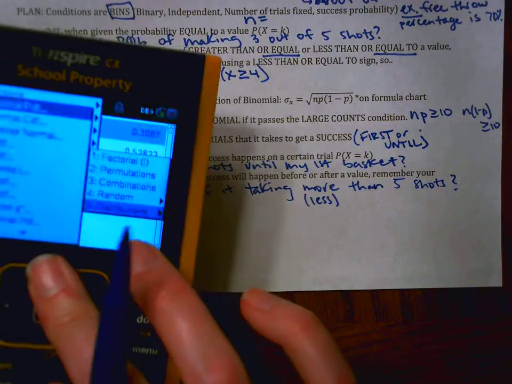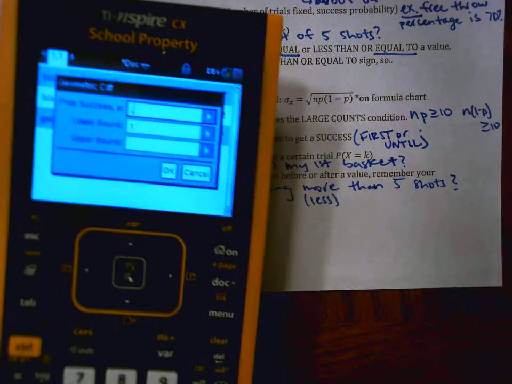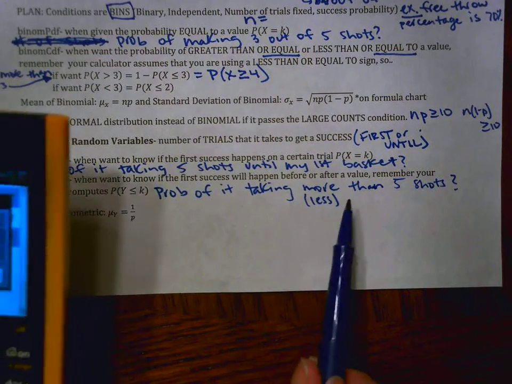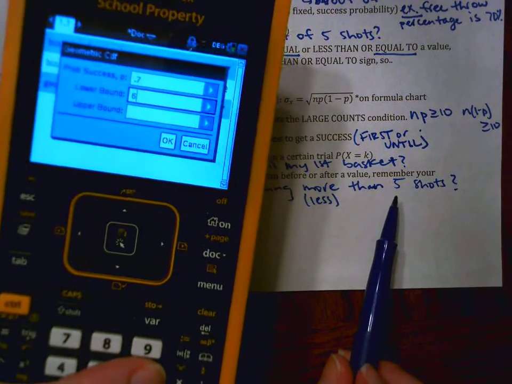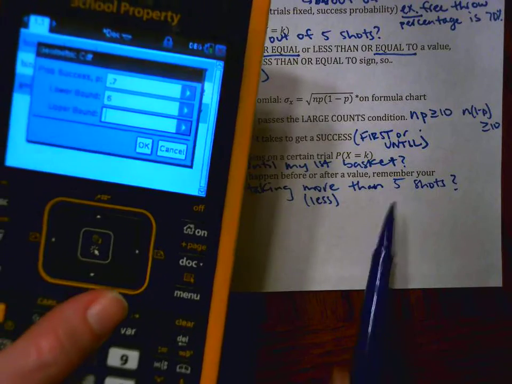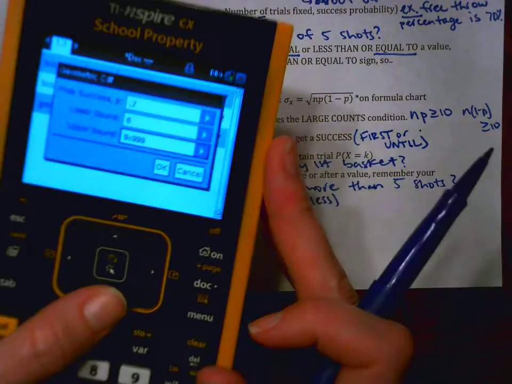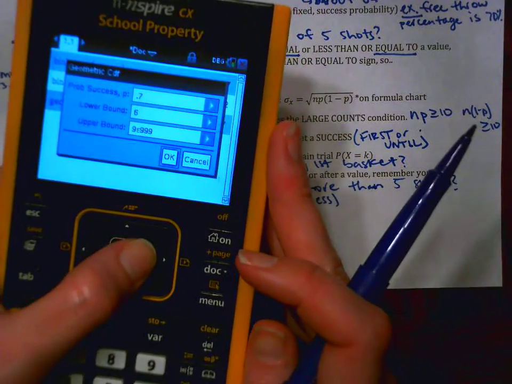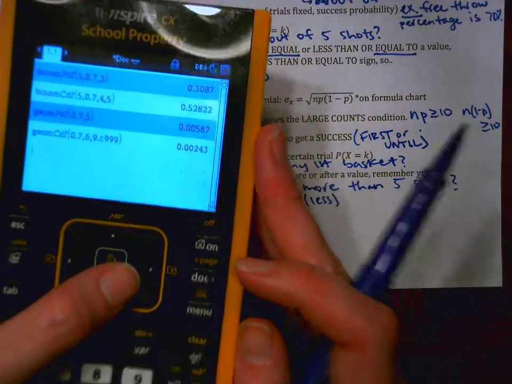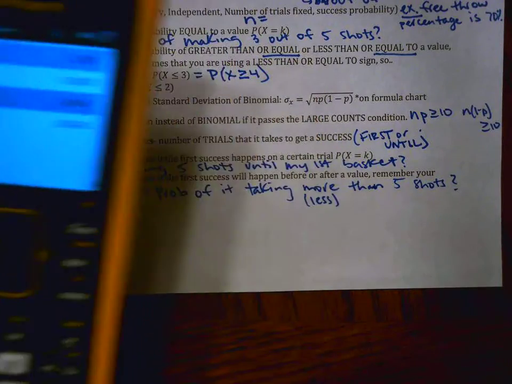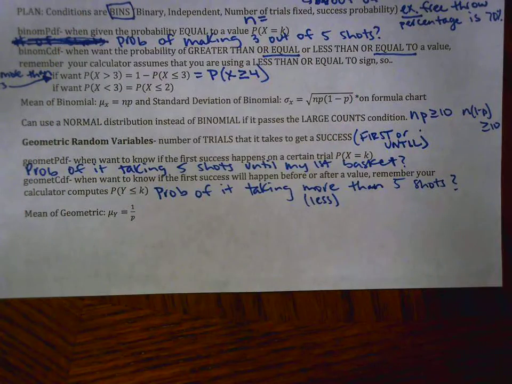For example, if I go back, but now I'm going to go to geometric CDF, which is I. My probability of success is 0.7. Now, probability of it taking more than 5. So more than 5, my lower bound would be that it took me 6 shots to make my first one. Now, I could take an infinite amount of shots, there's no boundary on how many shots I can take until I get my first one. So you can use infinity on this one. It's 0.002. Or if it was less than, your lower bound would be 0 because you can't take negative shots.